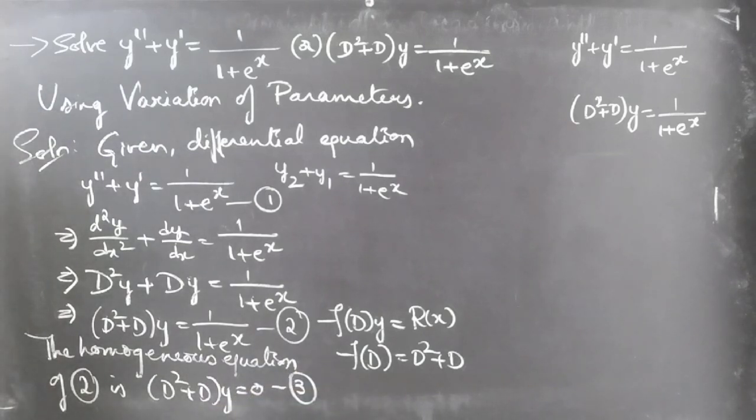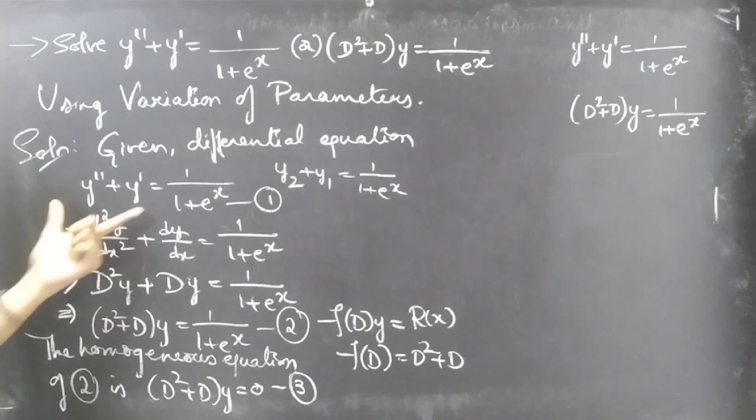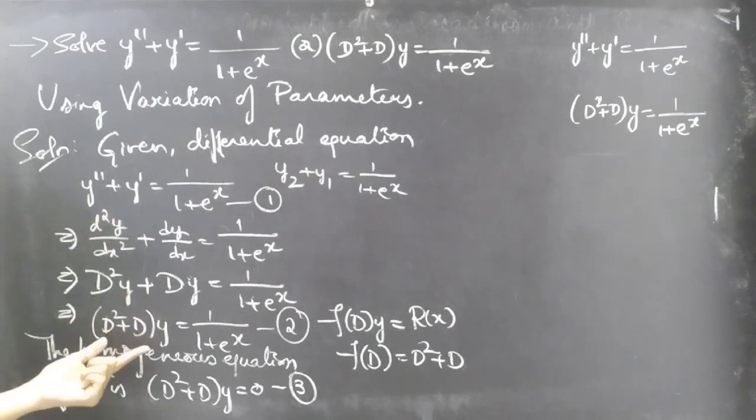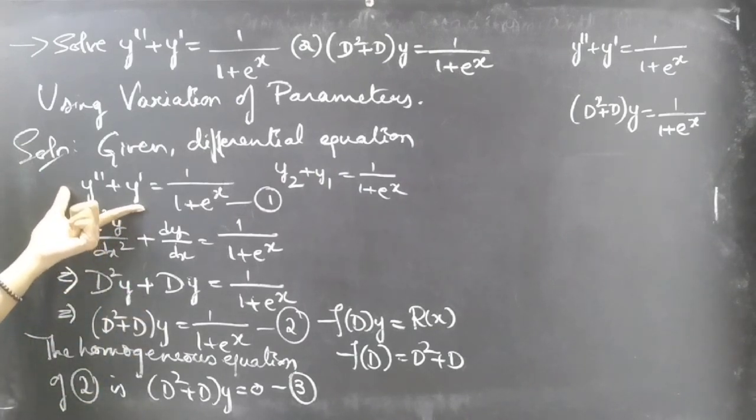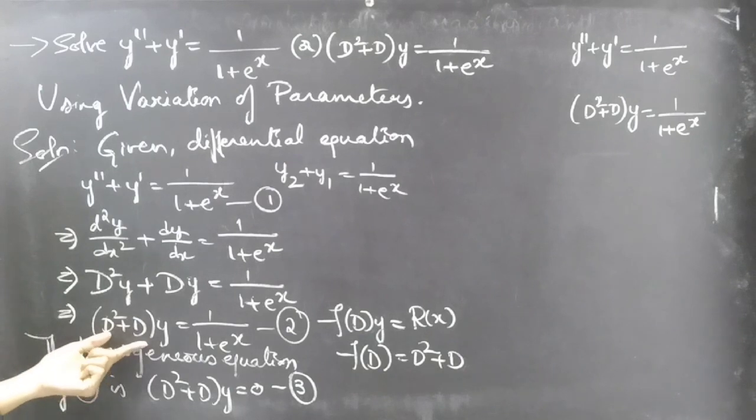Now we'll find the solution of homogeneous equation using the auxiliary equation, and later using the solution of homogeneous equation we'll find the general solution of equation 1 and 2. Here equation 1 and 2 are same, okay? The operator form of equation 1 is our equation 2, right?